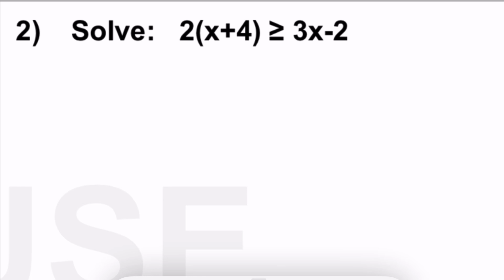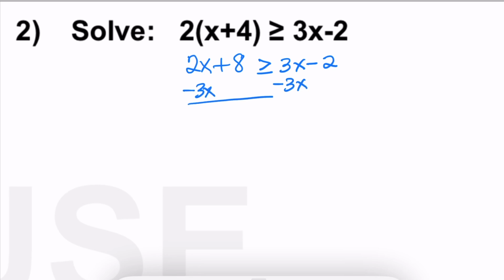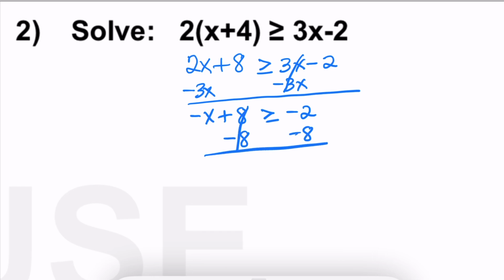For question 2, again, solve 2 parentheses x plus 4 is greater than or equal to 3x minus 2. You're going to want to solve this as you're solving an equation. So distribute your 2 to get 2x plus 8 is greater than or equal to 3x minus 2. I'm going to take my 3x to the left-hand side. That's because that's what I like to do. And you get negative x plus 8 is greater than or equal to negative 2. Now I'm going to take my 8 over by subtracting it. And you get negative x is greater than or equal to negative 10.